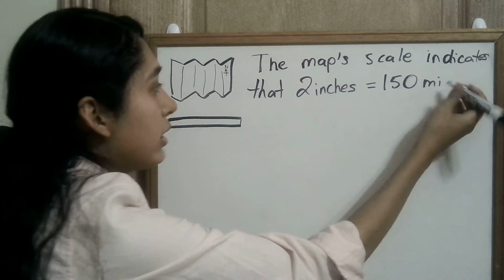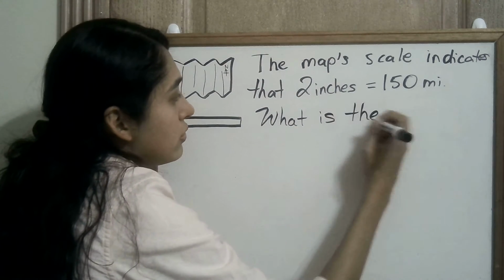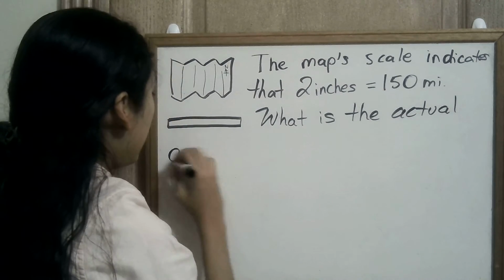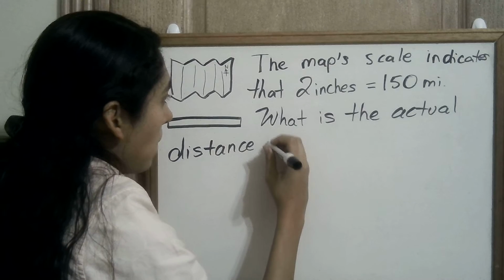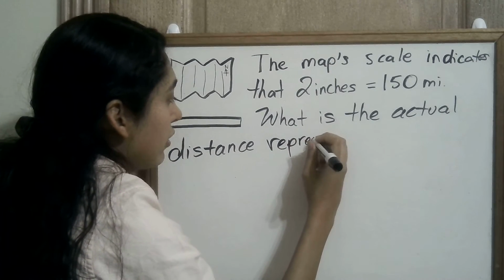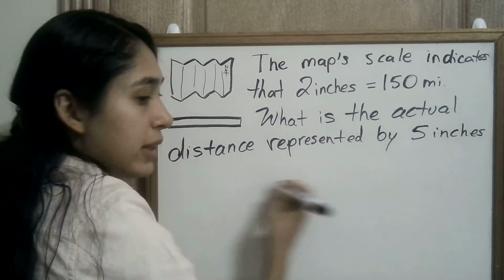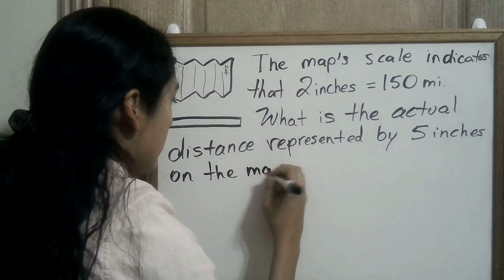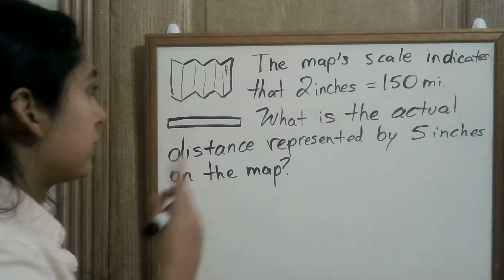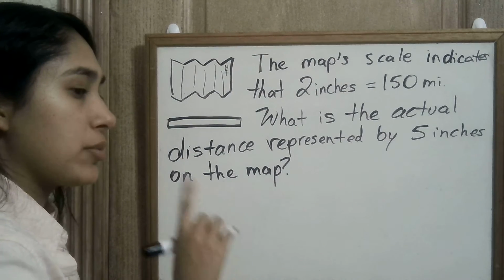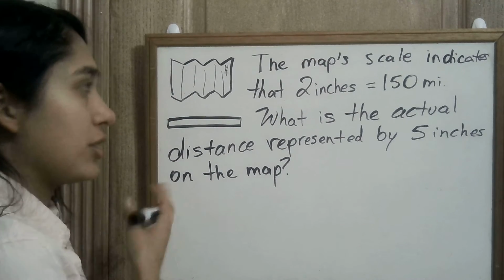Okay. What is the actual distance represented by 5 inches on the map? Alright, this sounds like a ratio. I'm seeing two different kinds of measurements. I'm talking about inches and miles, and then I'm also talking about inches again. Really sounds like a proportion, and this is part of the proportional lesson.